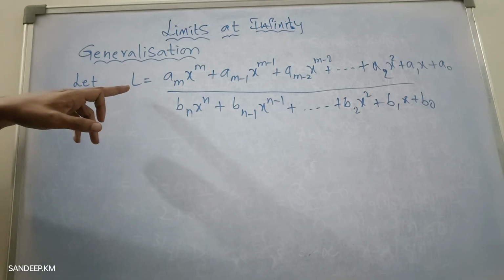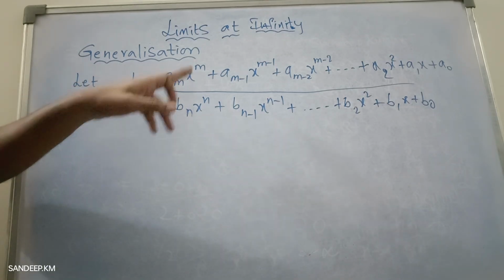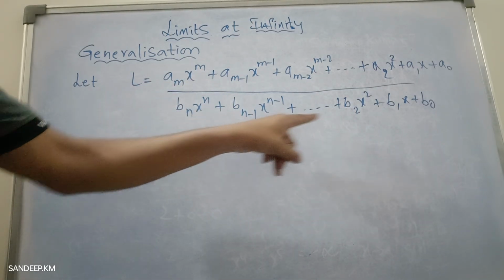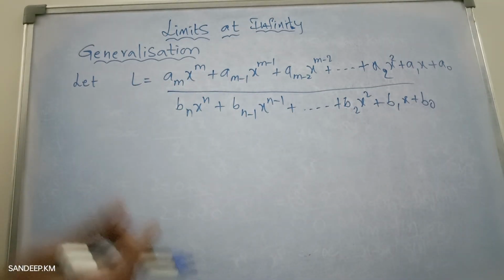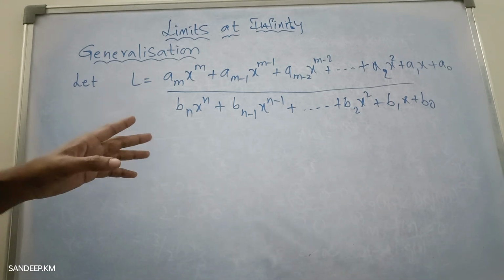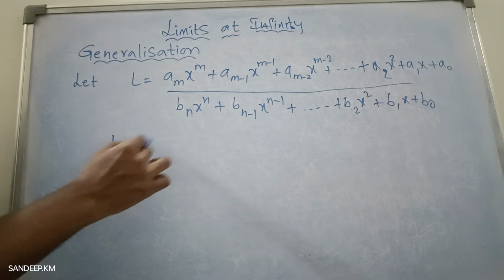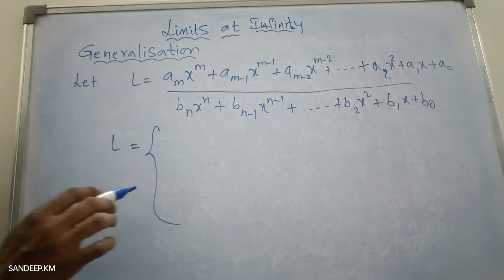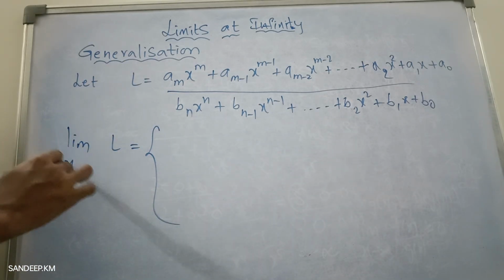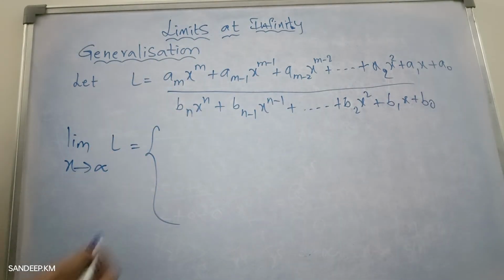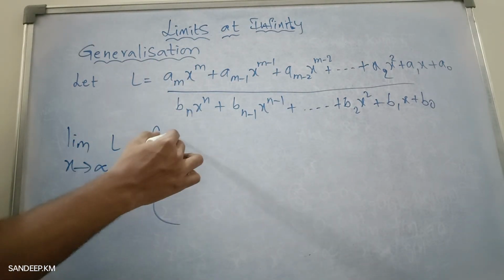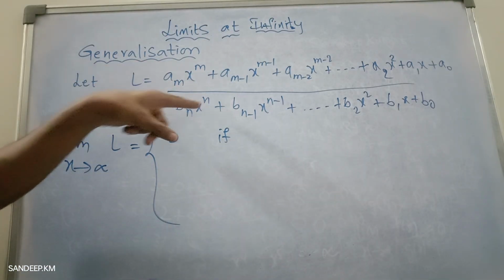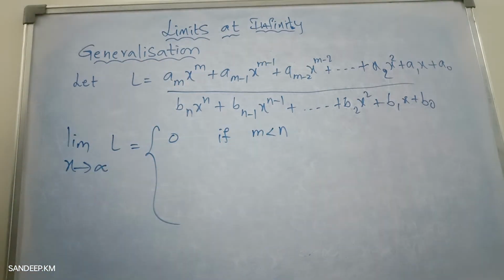Okay, we have L. L is equal to what? A rational function where numerator is a polynomial of degree m and the denominator is a polynomial of degree n. So there are three possibilities, correct or not? L can be any of these answers. So what will be the value of this limit when x approaches infinity? The answer will be 0. When is the answer 0? If the degree of numerator is less than degree of denominator. That means when m is less than n.